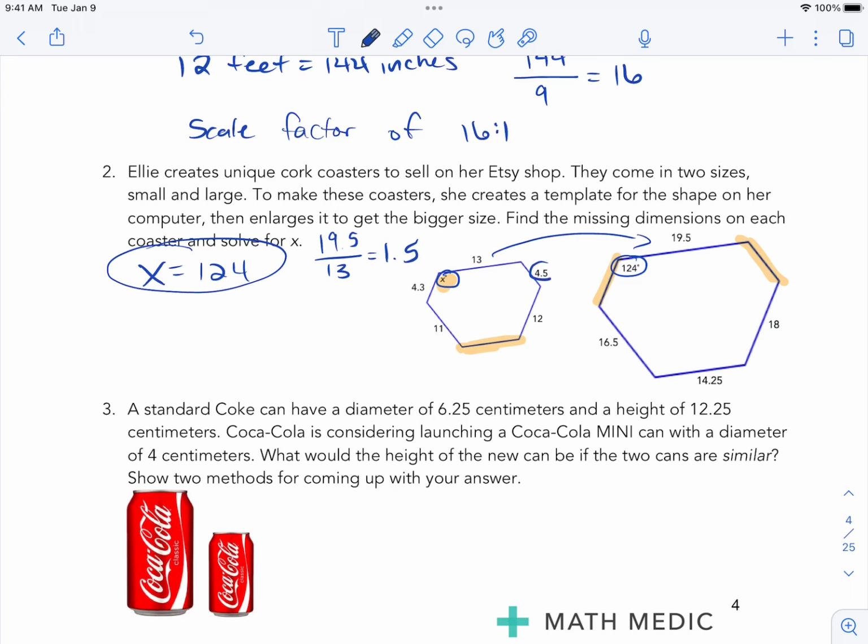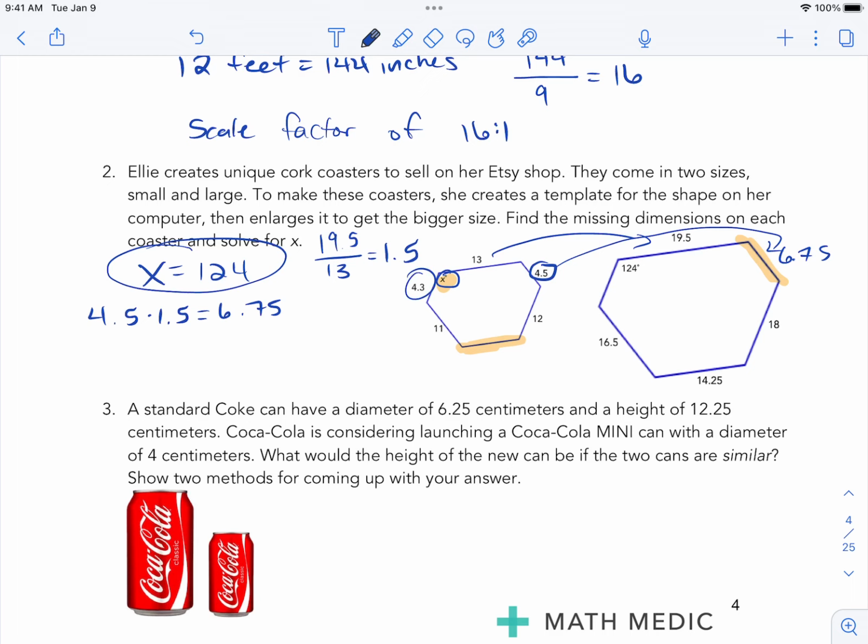So if this is 4.5, if we just multiply that by 1.5, that gives us 6.75. And so that's the length here, 6.75. And, oh, sorry, that was the wrong side. That doesn't give us that length. It gives us this length, because those are corresponding sides. So this one is 6.75.